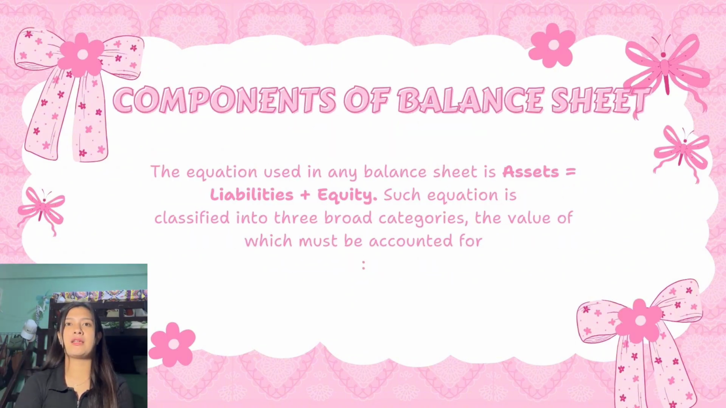Components of balance sheets. The equation in a balance sheet is assets equal liabilities plus equity. Such an equation is classified into three broad categories, the value of which must be accounted for.